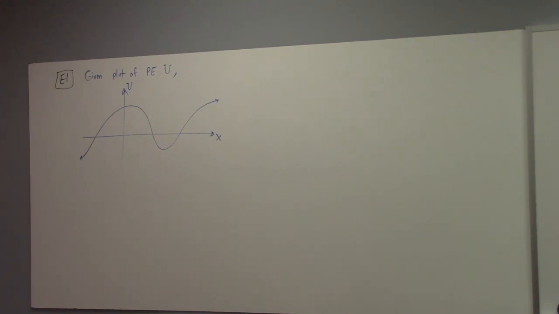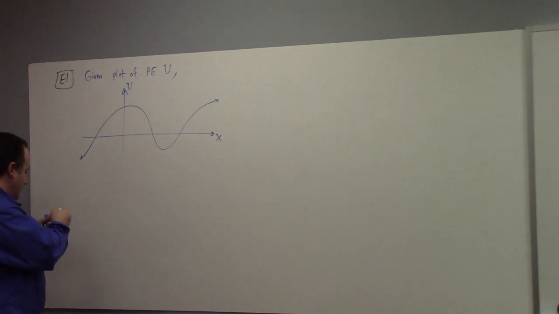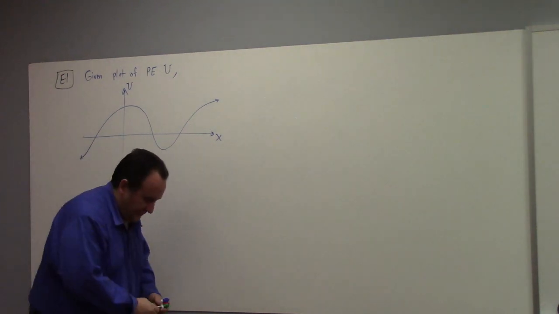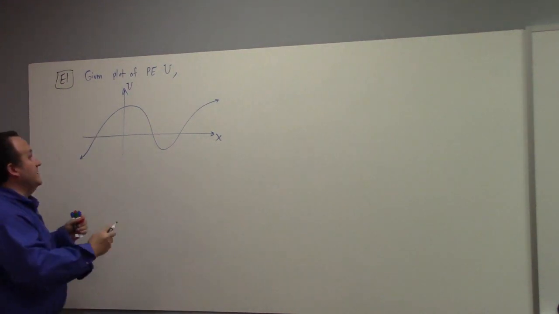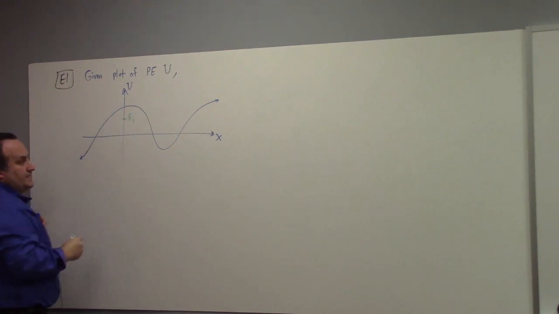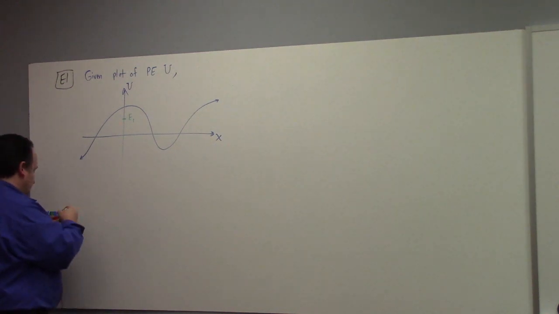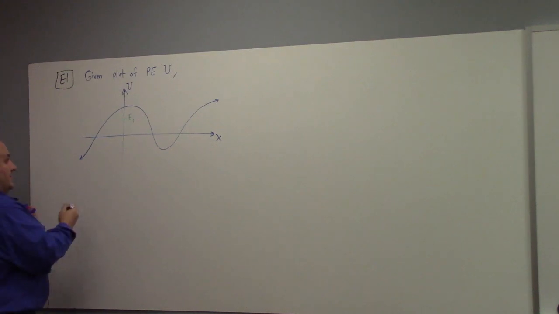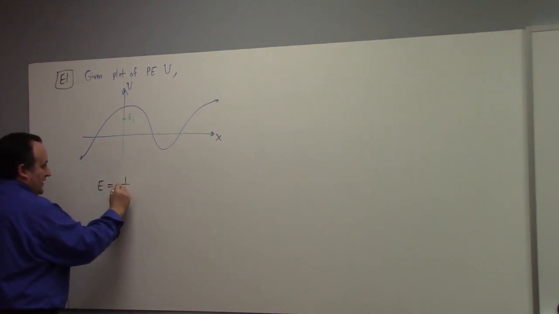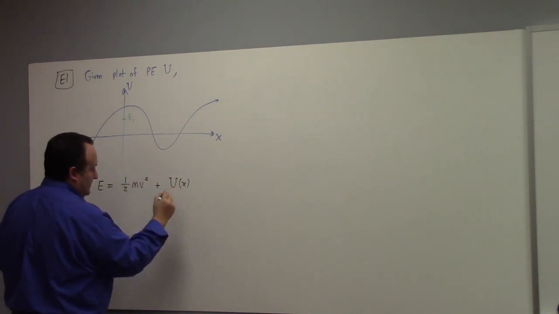All right, so then we can look at different things. Like, for example, what if your total energy was about here? All right, let's call that E1. Then the question is, what motions are possible if that's the situation? So remember that the total energy is equal to one half m v squared plus the potential energy, which is a function of x, right?